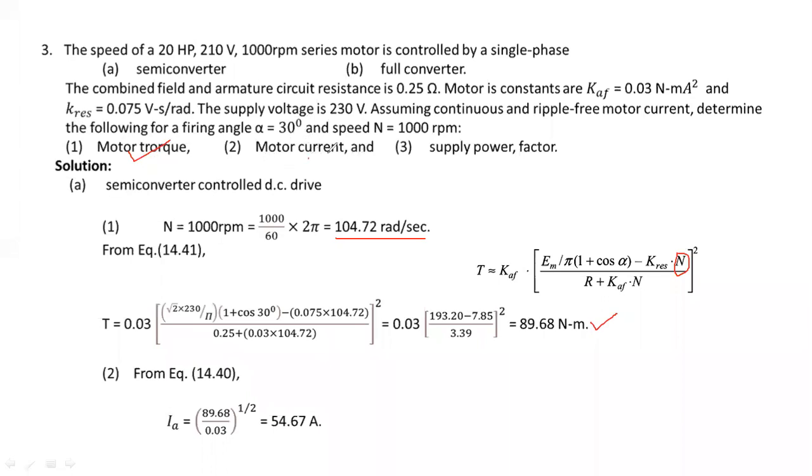Motor current is nothing but the armature current, because here we have only one circuit, that is the armature circuit. So the load current or armature current of the motor is nothing but the motor current. So how will we get this armature current? See here it is written as equation 14.40. I'll write it here. The 14.40 equation is nothing but the torque equation. Torque T is equal to constant K phi into Ia. We know this torque equation.